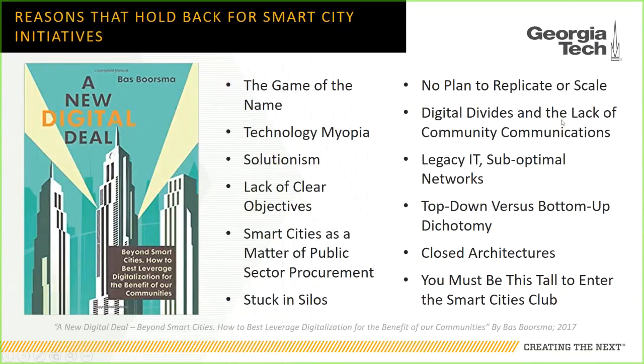And we talked about the digital divide and the lack of community communication, meaning engaging your stakeholders and your citizens in that process and bringing everybody on board. Attempting not to leave anybody behind in this process is going to be a factor as well. And then the scaling aspect of it. So this is just a good summary of some of the impediments for this project.